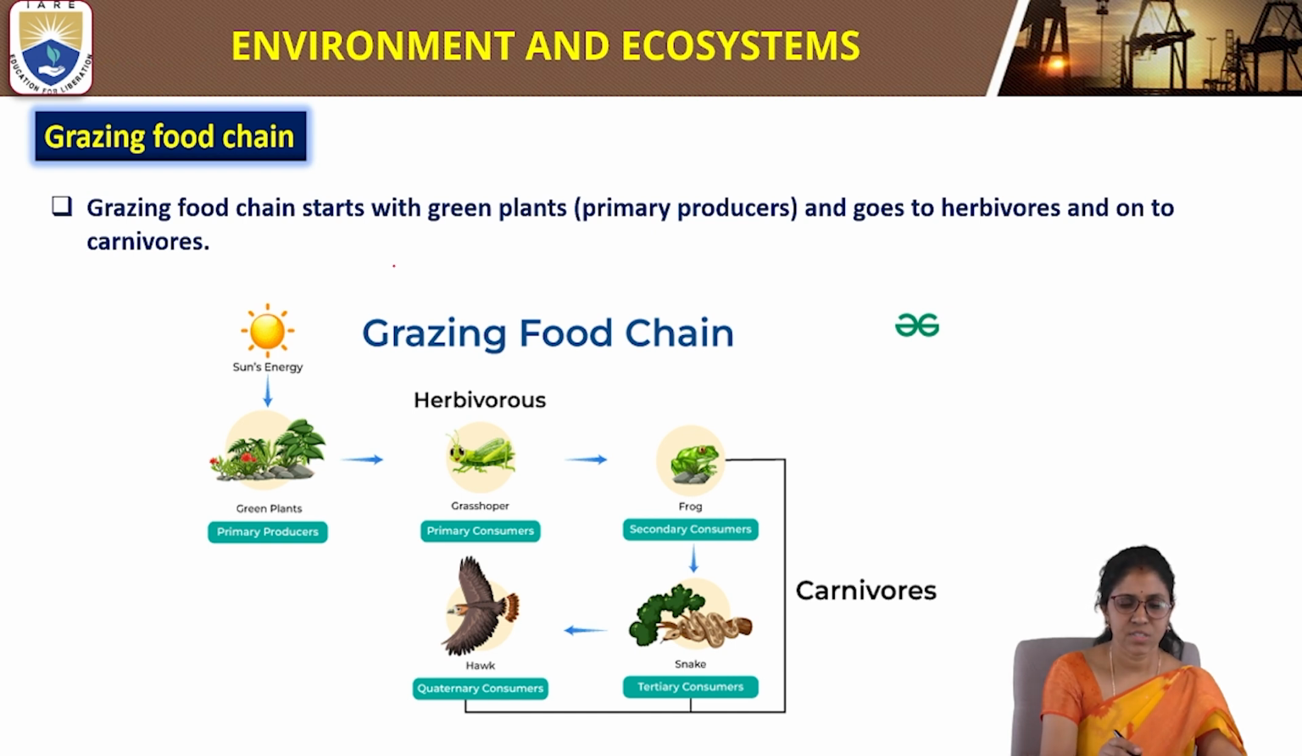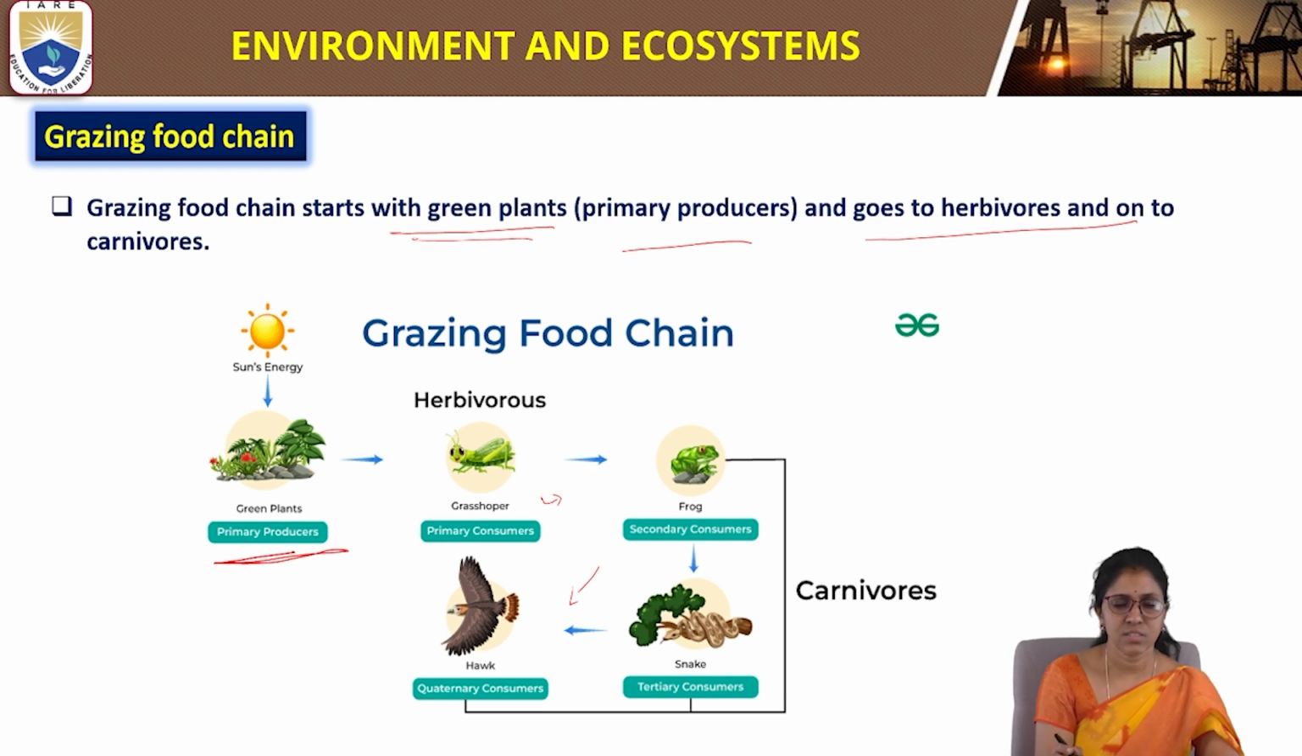The grazing food chain starts with green plants, the primary producers, and goes to herbivores and on to carnivores. It starts from the green plants and ends with carnivores, through different consumers like primary consumers, secondary and tertiary consumers, then predators. So this is the grazing food chain.